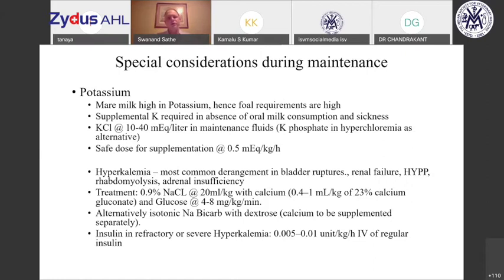In addition to that, you can also add glucose to drive potassium back into the cell at the rate of, again, 4 to 8 milligrams per kilogram per minute. If you do not want to use sodium chloride, you can alternatively use isotonic sodium bicarbonate with calcium that can be supplemented separately. Insulin can be given in refractory conditions or severe hyperkalemia to drive the potassium inside the cell, and 0.005 to 0.01 unit per kilogram per hour of IV insulin is given to correct this hyperkalemia.